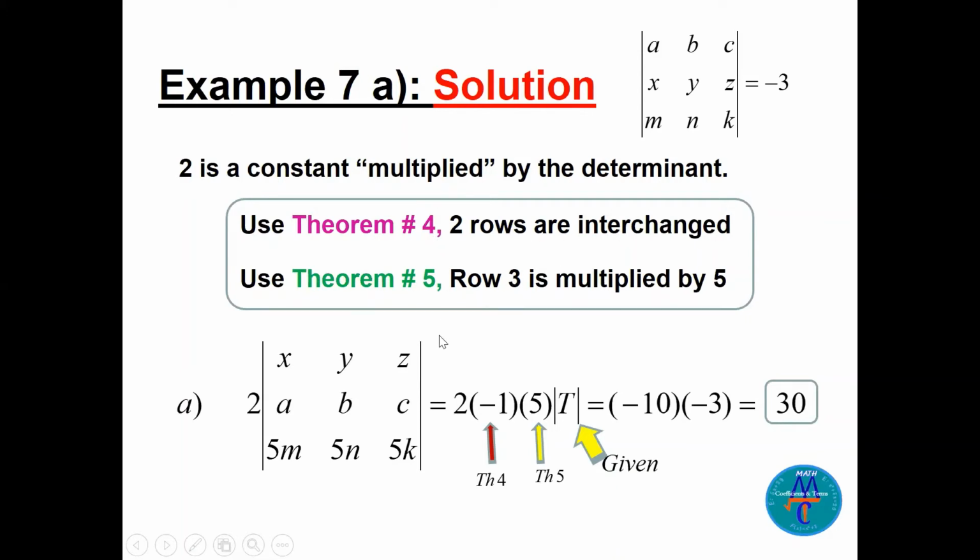This is theorem number 4. So that's a -1. See, theorem number 4. And now, in row 3, we multiply by 5. So that's theorem number 5. Multiply here by 5 on row 3. And this is the given here. The determinant is -3. So the answer here is 30 for this.